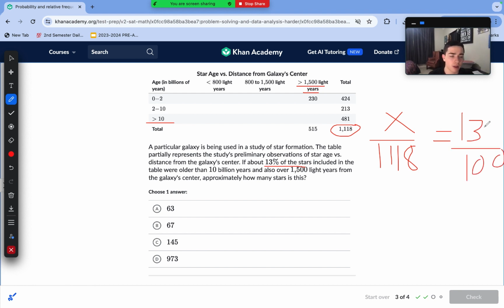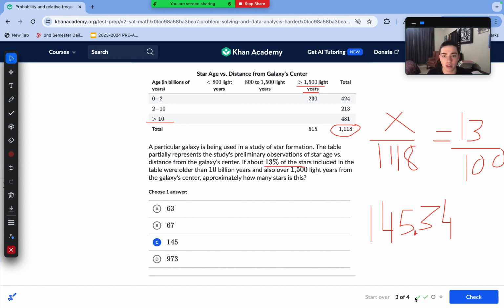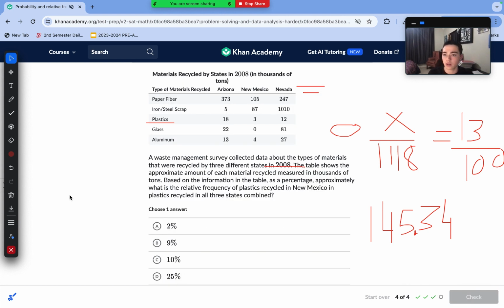We're just going to multiply 13 by 1,118. This is 14,534. Divided by 100 is 145.34. And 145 is the closest to that answer. On to our last question here.